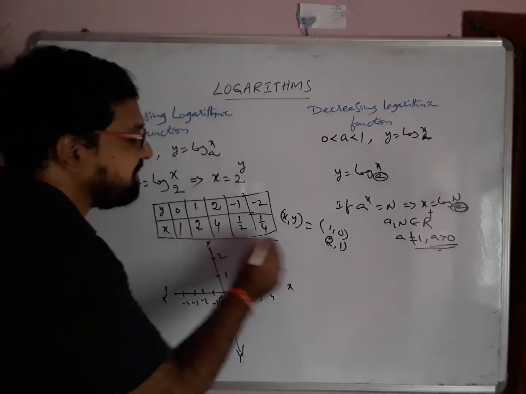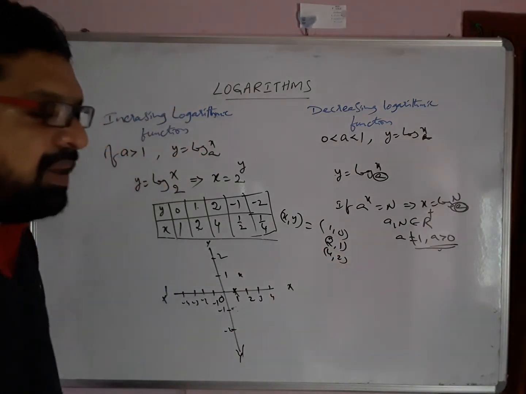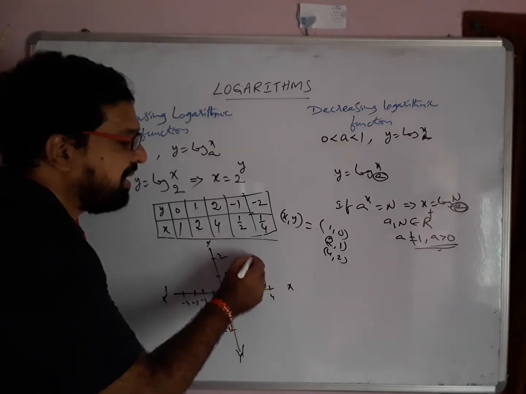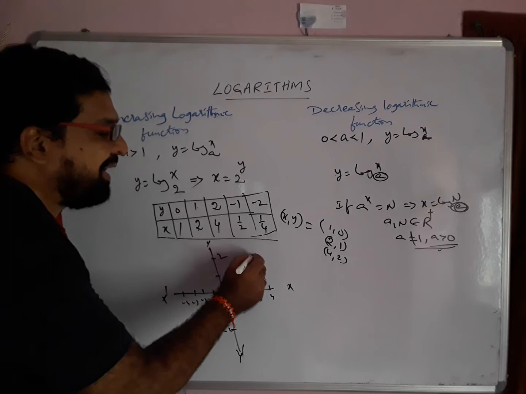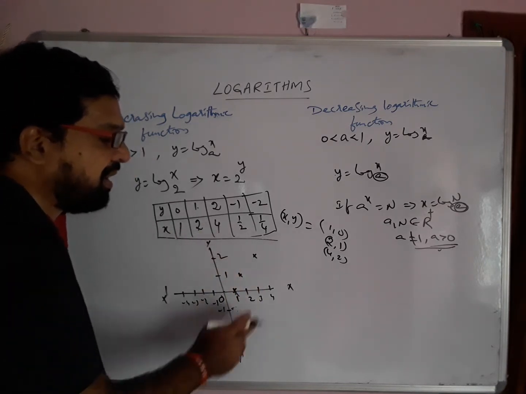The third point is 4 comma 2. The x coordinate is 4, the y coordinate is 2. So the x coordinate is 4 and the y coordinate is 2 here. It will be again in the first quadrant. These are called quadrants, 4 quadrants.